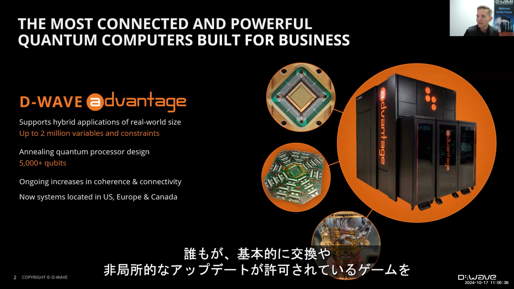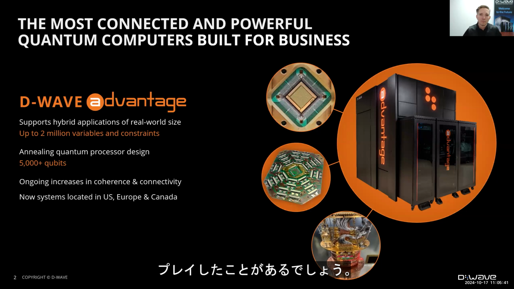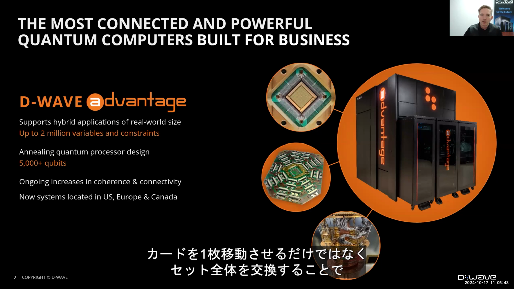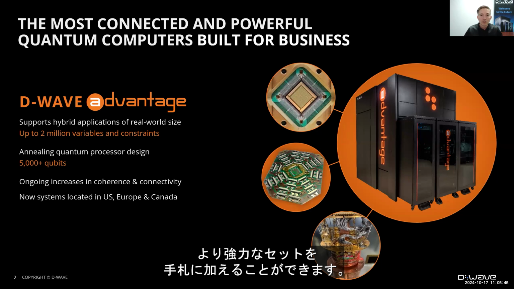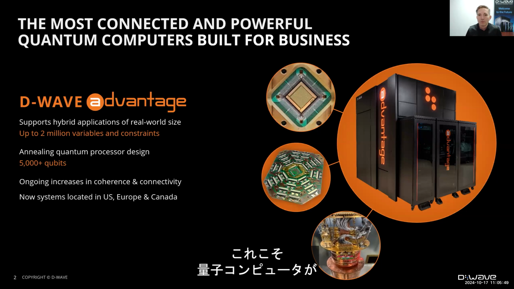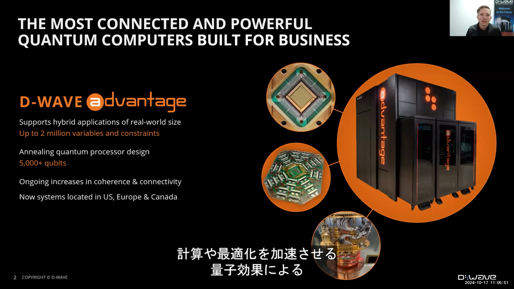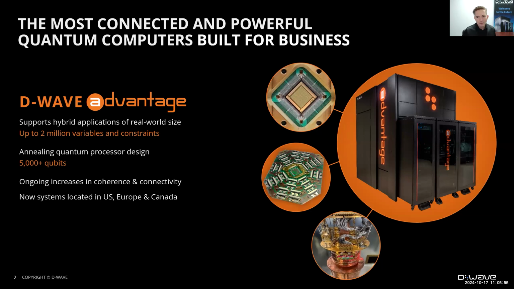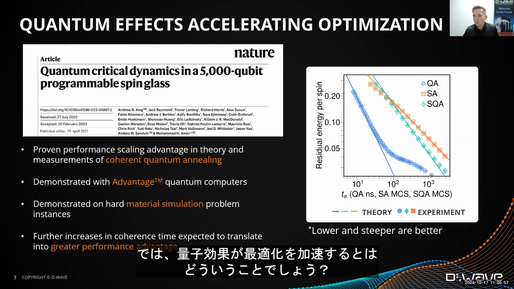I'm sure everyone's played a game where you're allowed to basically exchange and do a non-local update. You're not just moving one card, you're actually exchanging a whole set so that you get a much stronger working set in your hand. That's the kind of coordinated move that quantum effects enable, that allows quantum computers to really accelerate computations and optimization. Now, what do I mean by accelerating optimization with quantum effects?